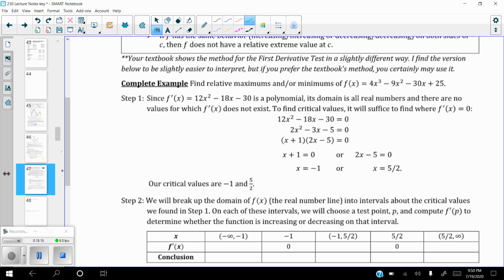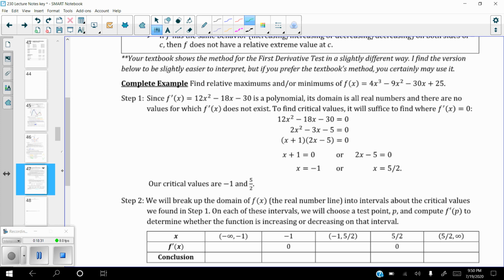Okay, and again, your textbook shows it in a slightly different way. I'm going to try and show you this way. I'm going to show you one additional way that I do it, and I think it's just as easy. You can use whatever way is most comfortable for you. All right, so here is our example.